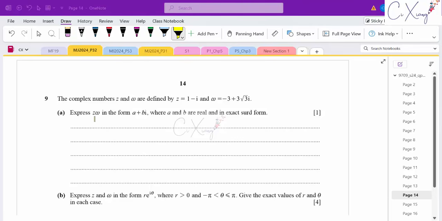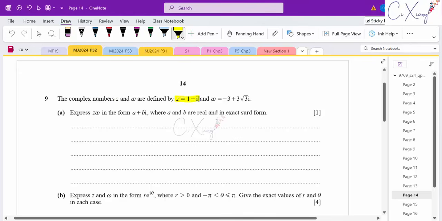Okay, so we are now at question number 9. We have Z and W defined by all these, and they are both complex numbers. Express ZW in the form A plus Bi, and your answer should be in exact surd form. It is a multiplication of two complex numbers, so we just multiply them together.